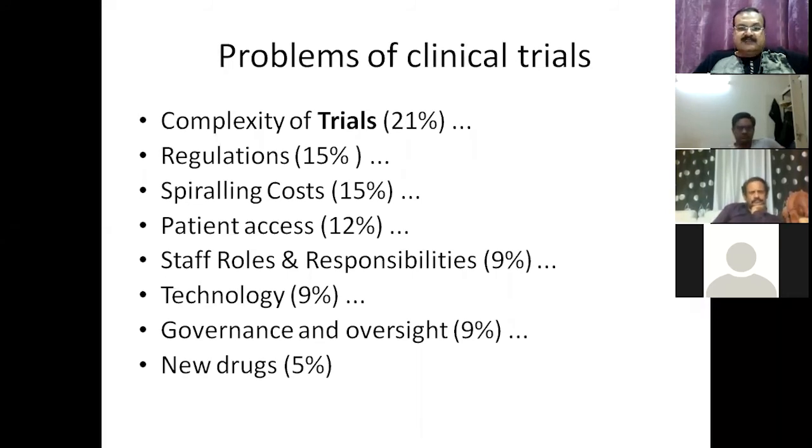And patient access is another one. The moment you tell somebody that it's a new drug, may benefit, may not benefit, the chances are that the patient may or may not agree to participate in clinical trials. In the United States, it is permissible to advertise participation in clinical trials. So you are going to find advertisements asking people to ask their doctor for eligibility into clinical trials. But in India, it is not permitted so far.